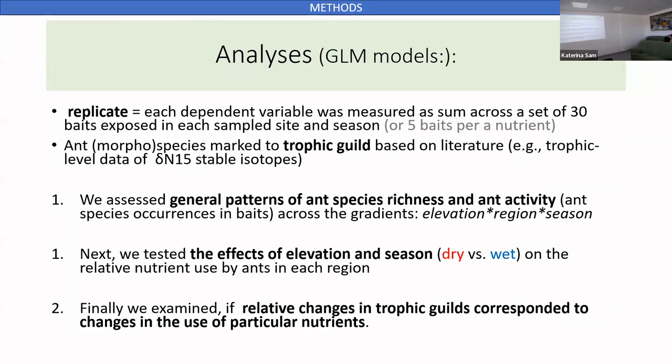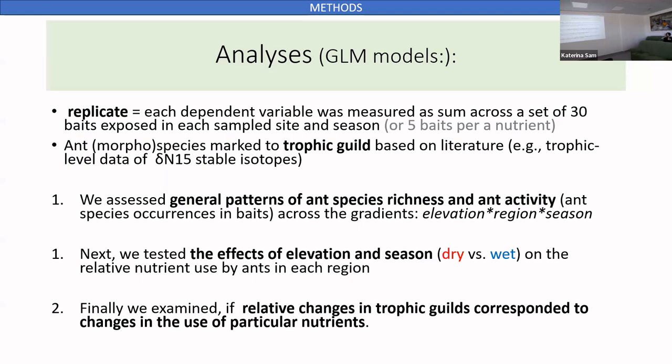And then what we did in terms of modeling was basically that we used each site as a replicate. We were not looking at individual baits, but actually a whole site. And we basically assume abundances, occurrences, and species richness across these baits or across a nutrient, looking for some general patterns in species richness and activity. Here, activity means simply the occurrences of ants.